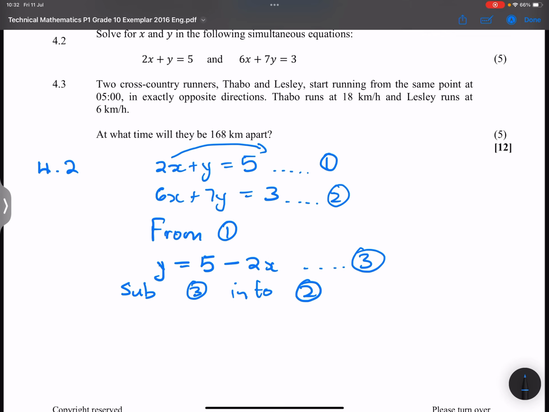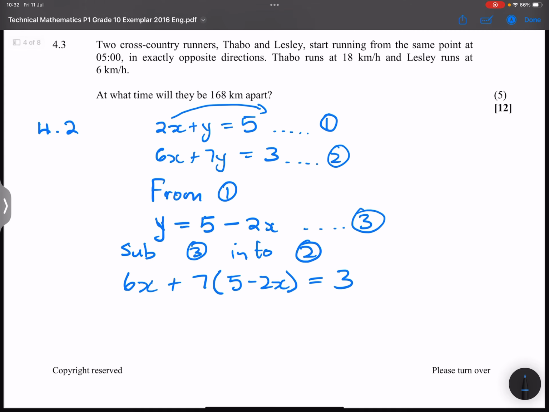So that means everywhere I see y on equation 2, I am going to now put in 5 minus 2x. So I've got 6x plus 7y, but y now becomes 5 minus 2x, and this is equal to 3. Right, and let's solve for x. So I've eliminated one of the variables, so I've got 6x plus 7 multiplied by 5, that's 35, minus 7 times negative 2, that's negative 14x, and this is equal to 3.